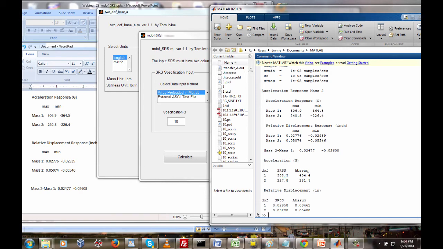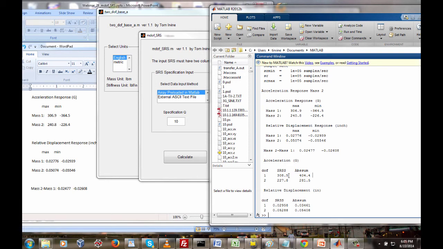Then we have the absum method. Now the absum method, again, assumes that the peaks for each of the two modes happen simultaneously, and that applies to both of the degrees of freedom. So the absum should really be regarded as the upper limit. And then, not shock response spectrum, it's the square root of the sum of the squares method.